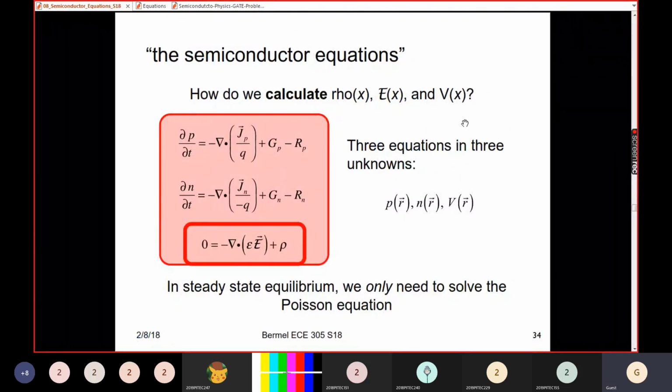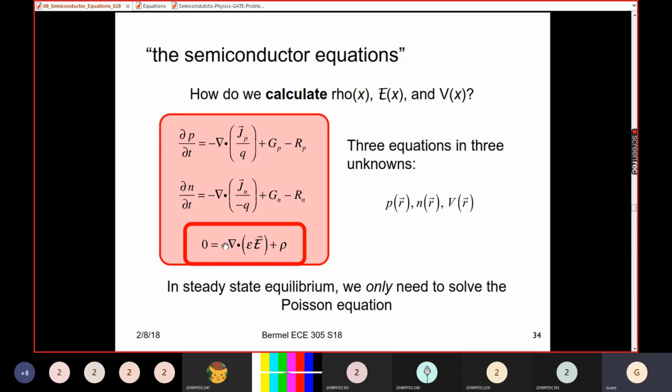Now let us come to a discussion where three unknown equations are present. In this case, we are going to solve these unknowns using the steady state equilibrium, which is represented by the Poisson equation. You can see through the last state, 0 is equal to minus del dot epsilon into E vector plus rho. This represents your Poisson condition.